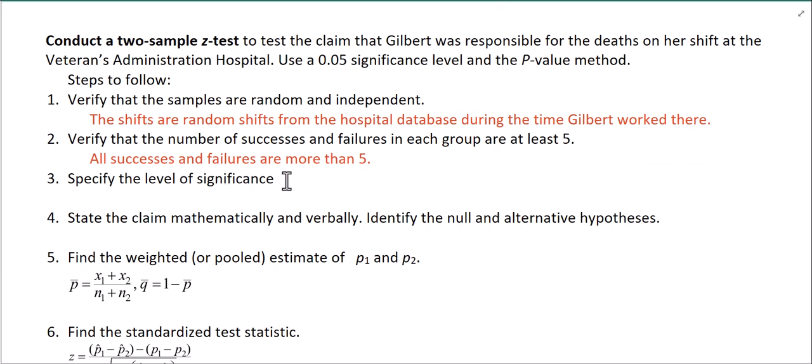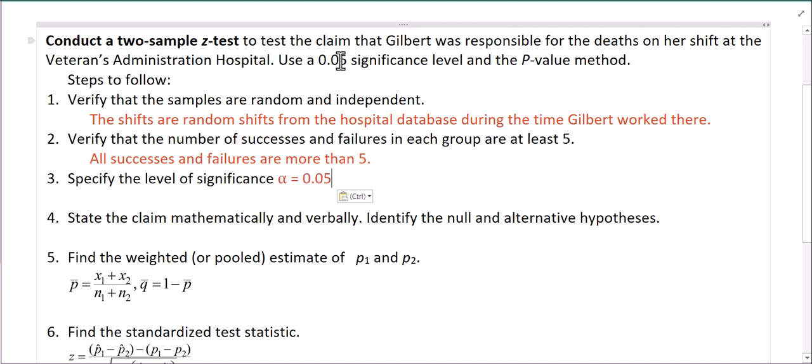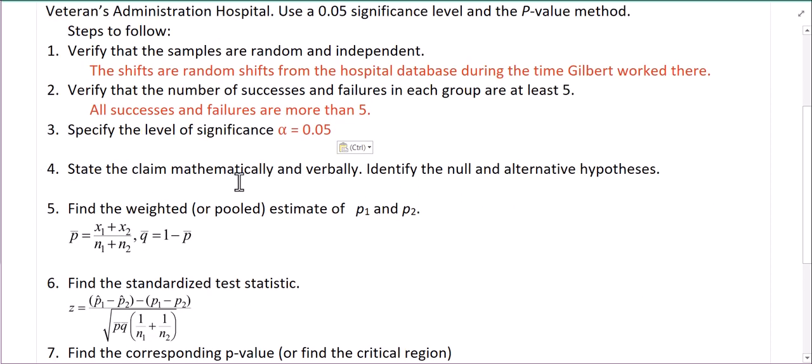Specify the level of significance. This was given to us: alpha was 0.05. And now we're going to state the claim mathematically and verbally. Verbally just helps you to think about what the study is, so that later, when we interpret it in the context of the problem, we already have an idea because we already have the hypothesis written in words. So this means identify the null and alternative.